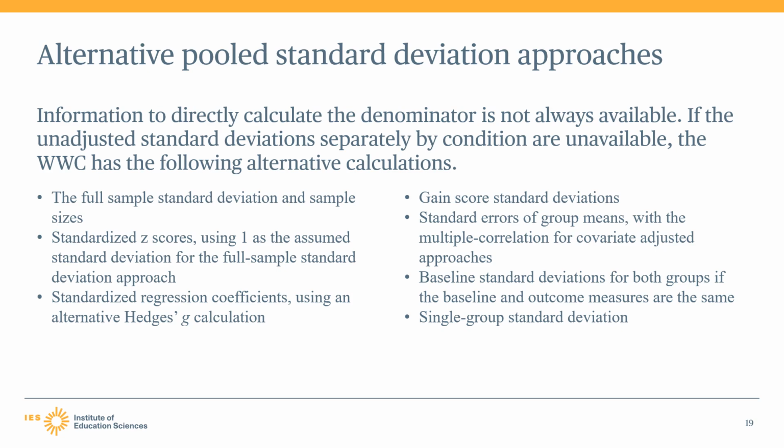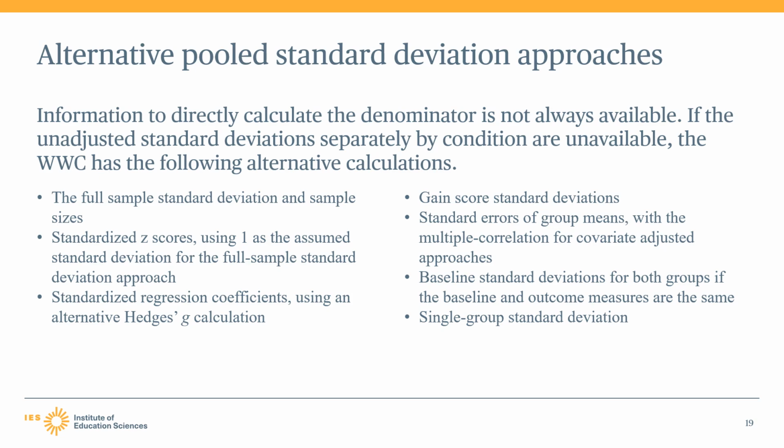In some scenarios, a study only may report the standard error for group means but not report the standard deviations separately by group. For unadjusted analyses, only the standard errors of the group means are required. But for covariate-adjusted analyses, the standard errors also require the R-squared for the model.